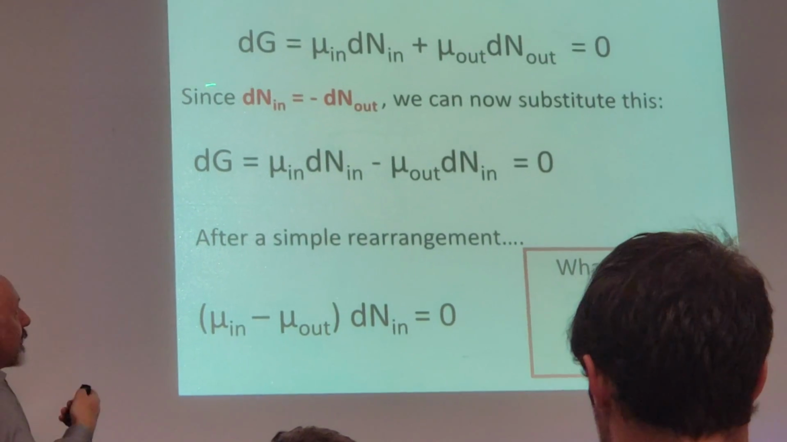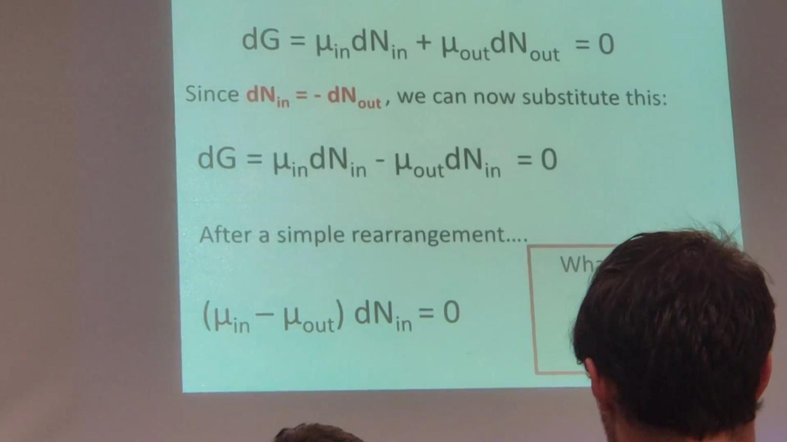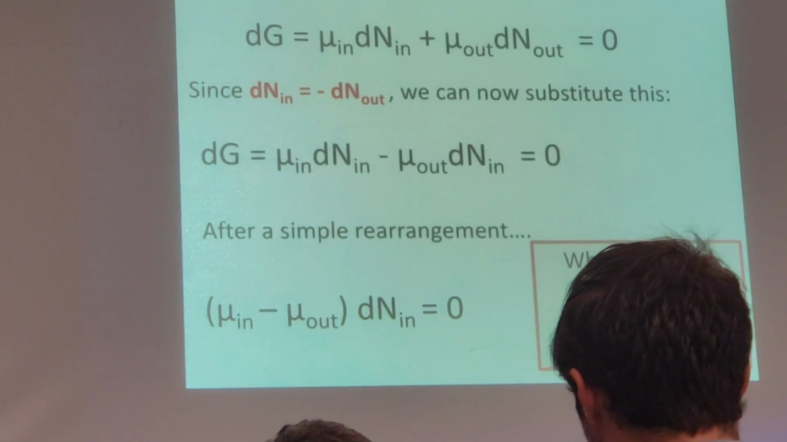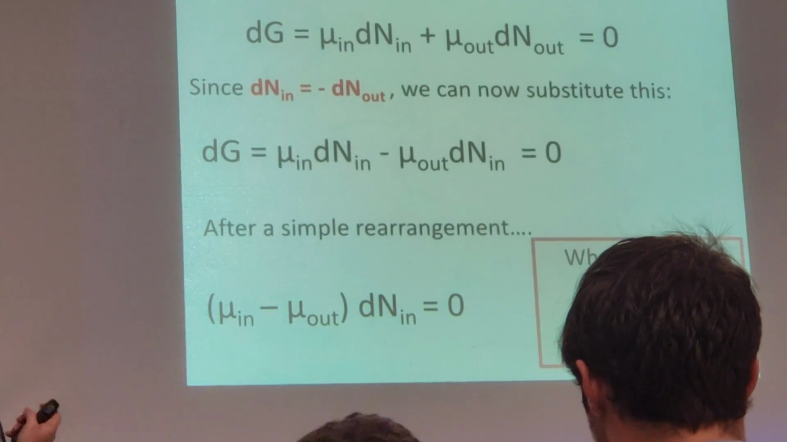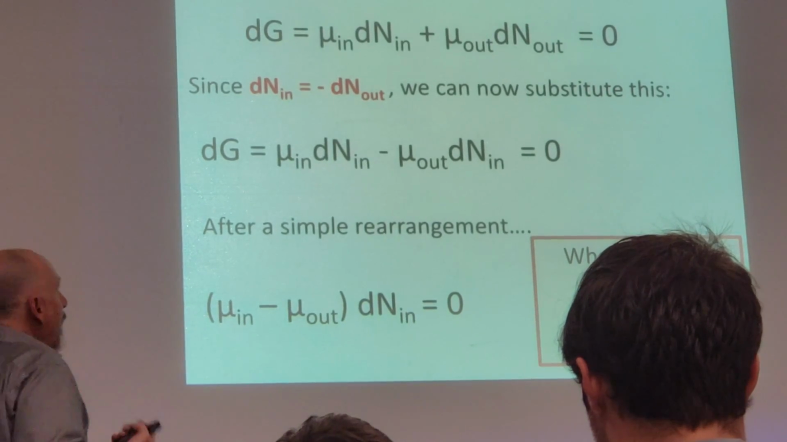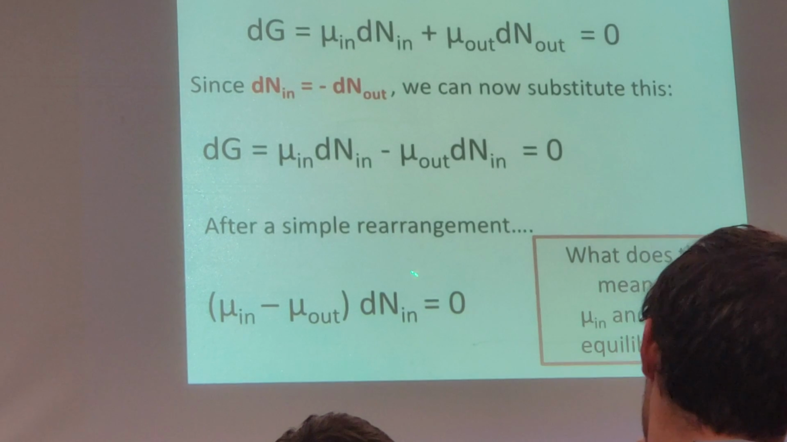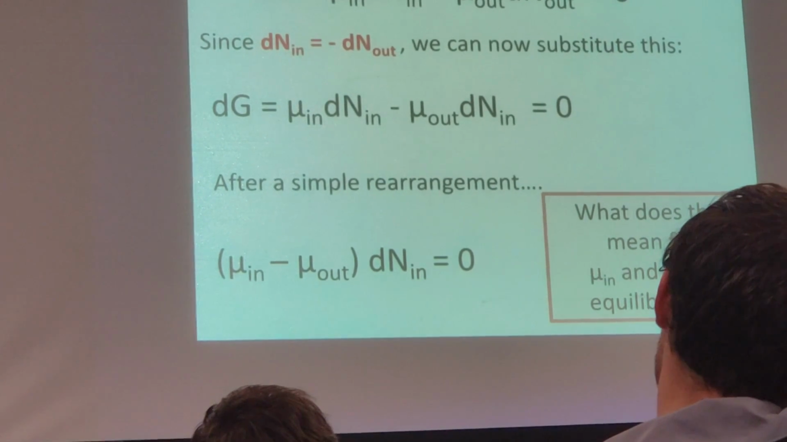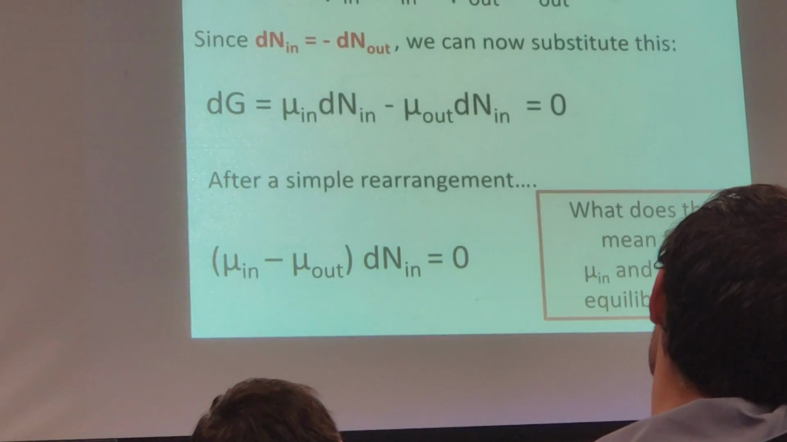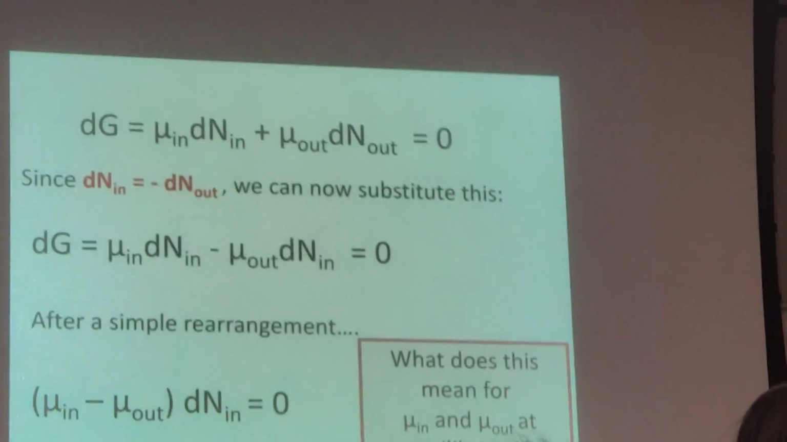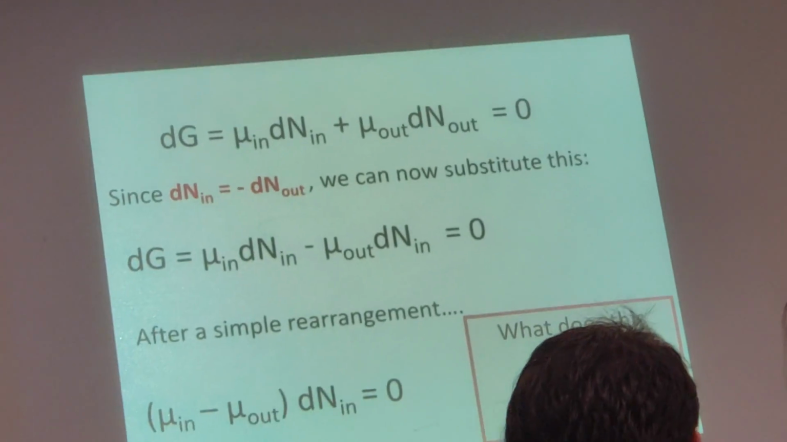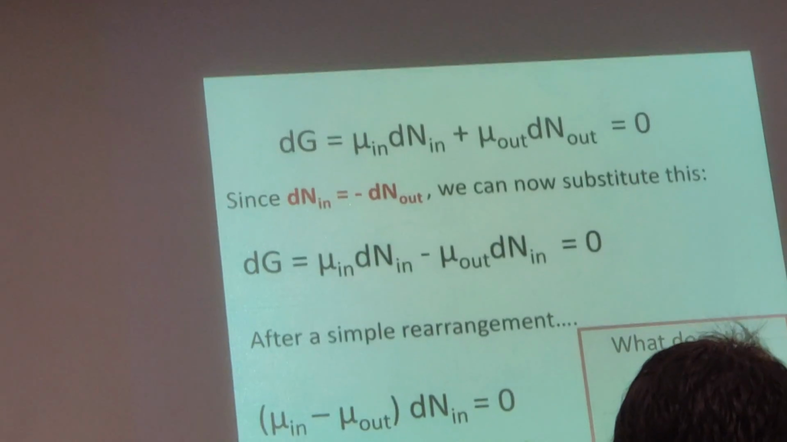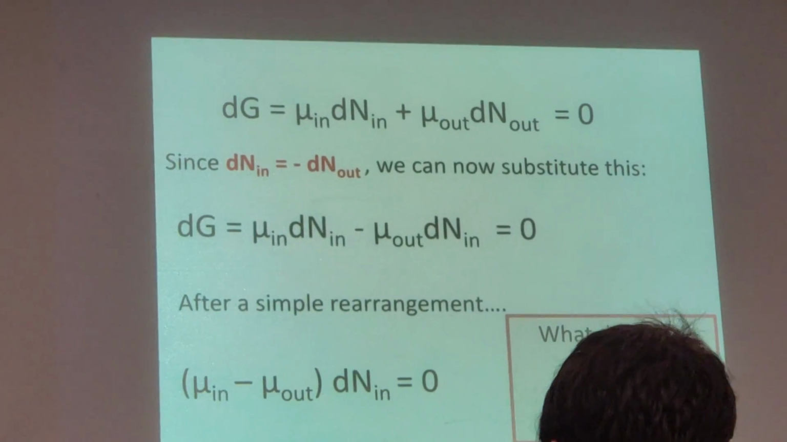So I have this as my starting equation, but I know that delta N in equals minus delta N out. What do I do with that? Well, I can do an easy substitution. What that does for me is put everything in units of in, instead of having N in and N out, because everything's coupled. Again, everything's equal to 0 because I'm at equilibrium. What this gives me is a simple rearrangement where I can take delta N in and move it outside, which is what I've done here. Then I have the chemical potential difference of inside versus outside.